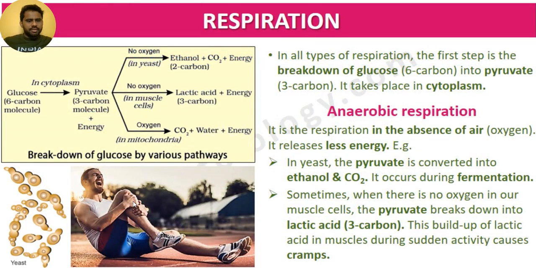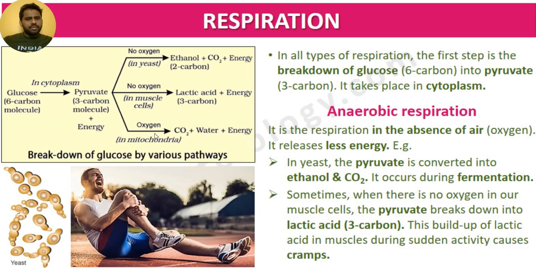Let's move ahead. What has happened to this athlete? Why is he screaming in pain? Now, this is a very important thing we have to study in respiration: the breakdown of glucose by various pathways. There are multiple pathways by which glucose, the 6-carbon molecule, is broken down in the human body. In the cytoplasm, glucose forms pyruvate, a 3-carbon molecule, plus energy. What happens if there is no oxygen in yeast? We get the formation of ethanol, 2-carbon, plus CO2 plus energy. If there is no oxygen in muscle cells, lactic acid forms, which leads to cramps, plus energy is released.